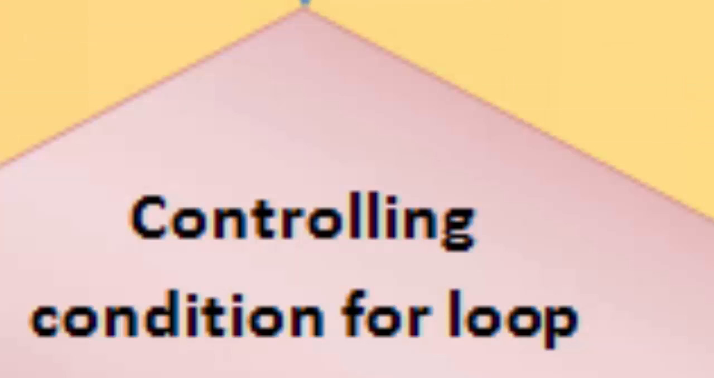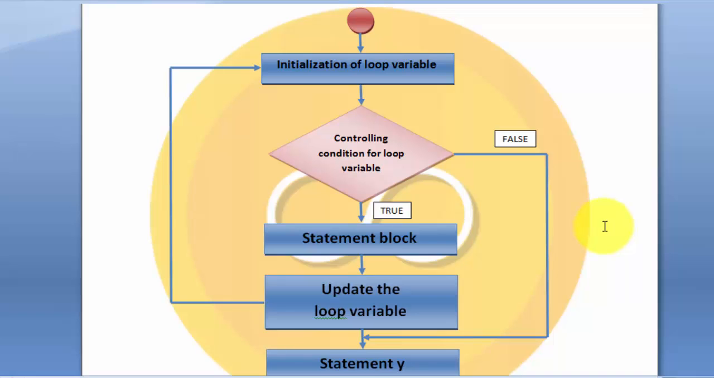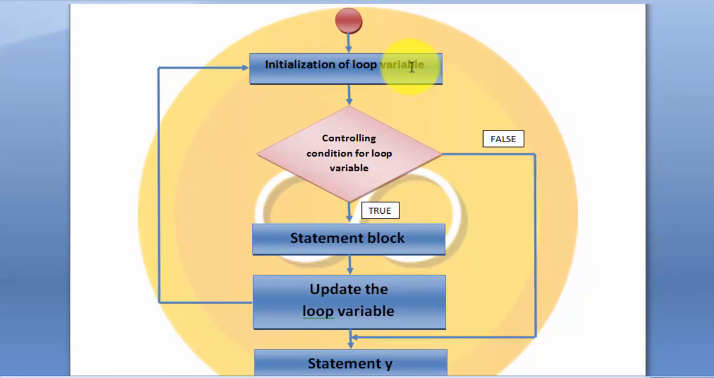Okay, so let's have a look at the general form of the for loop. I hope you can see this. Yes, so look here, this is the initialization of the loop variable. After initialization of the loop variable, we go directly to the control condition for the loop variable.